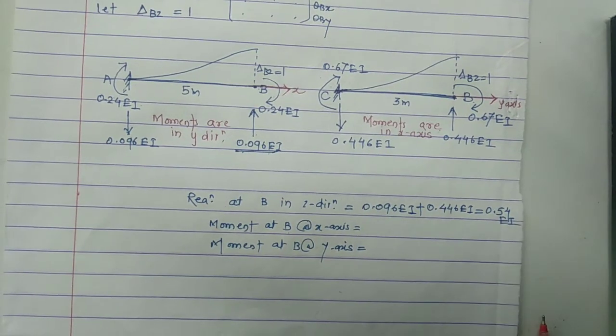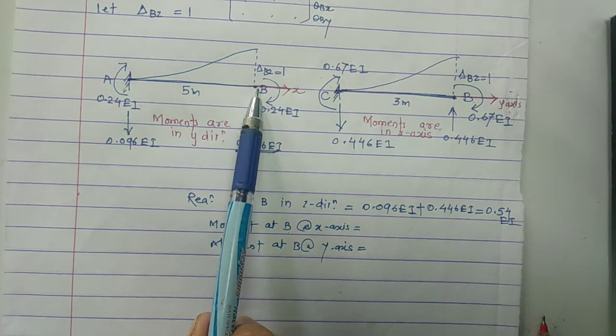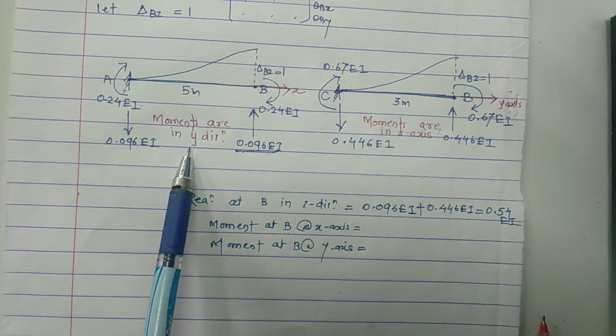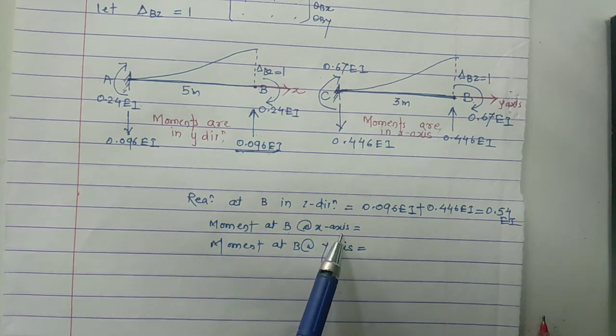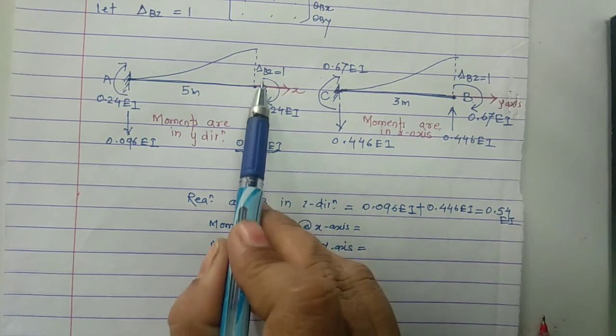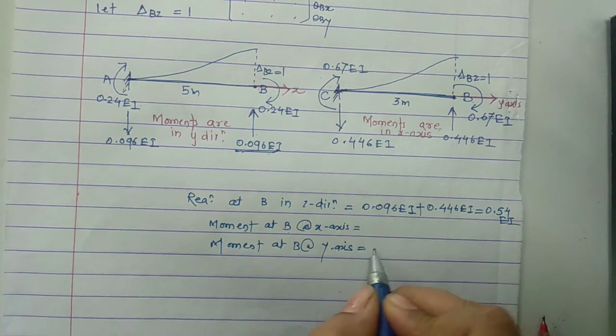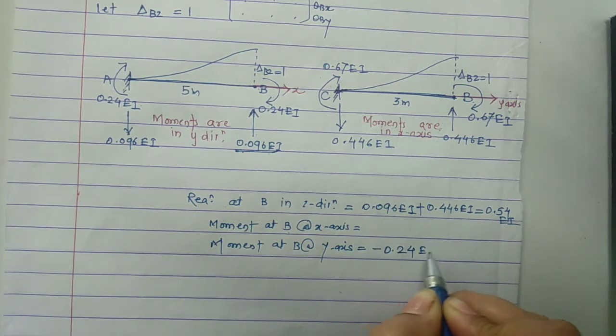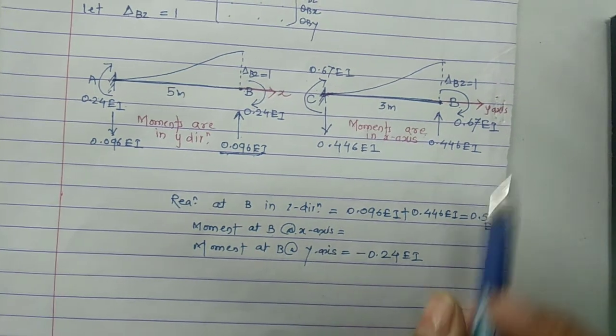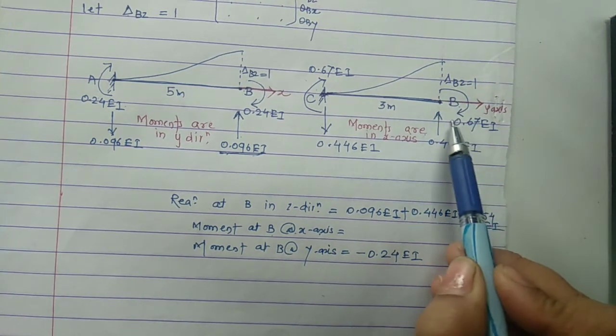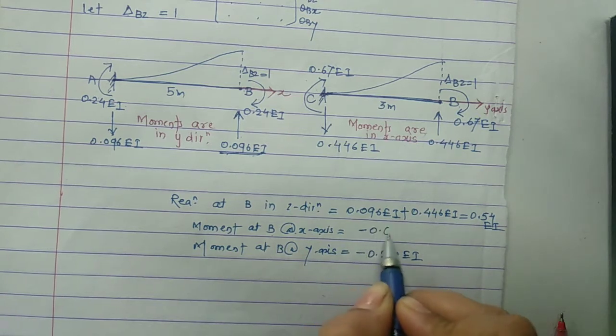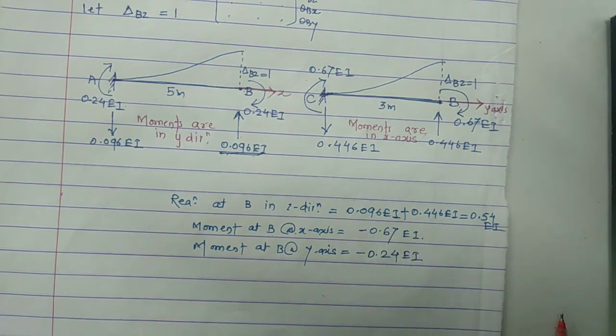Now it becomes simple to write the moment at B about x-axis. So see B point, AB member, this moment is in y direction. We want it here in x direction. Okay, so this y direction moment that is here, that will be the third point, about. So this is clockwise direction. So right here minus 0.24 EI, and the moment which is about x-axis at B point, that is also in clockwise direction, 0.67 EI. Okay, so that way this point is completed. So this is very important.